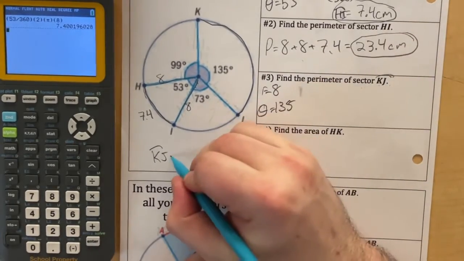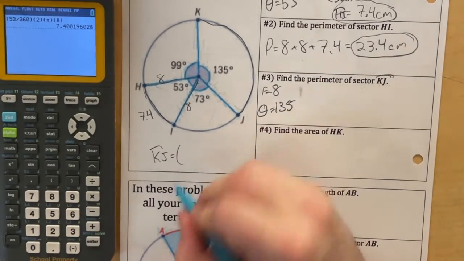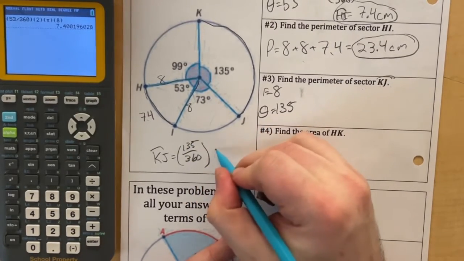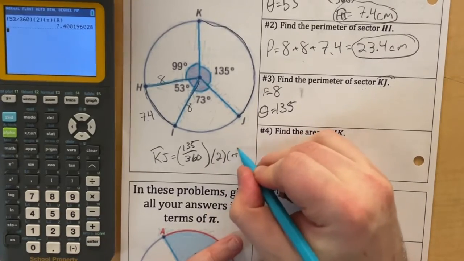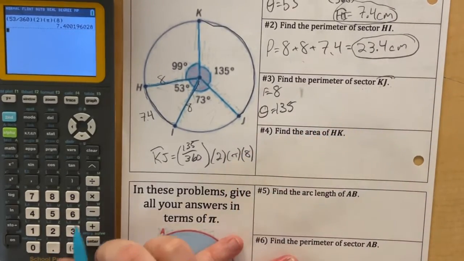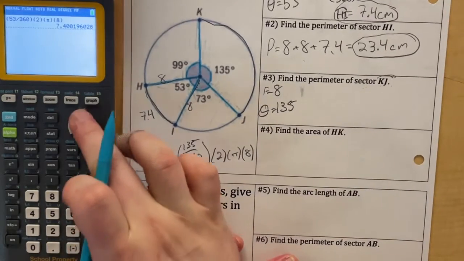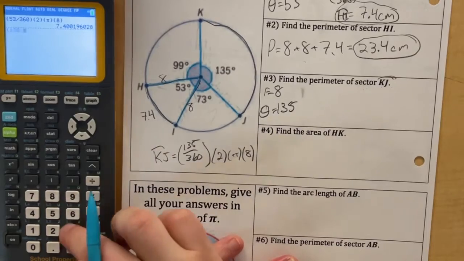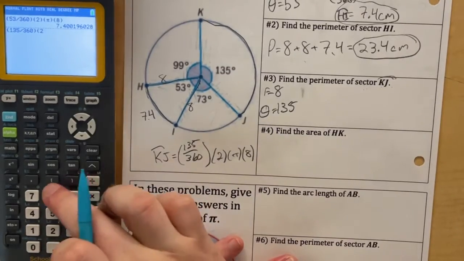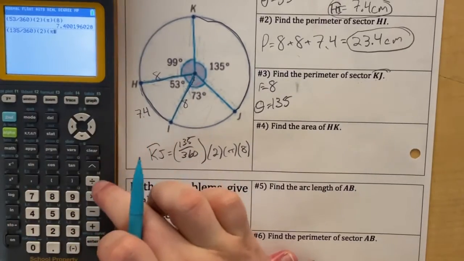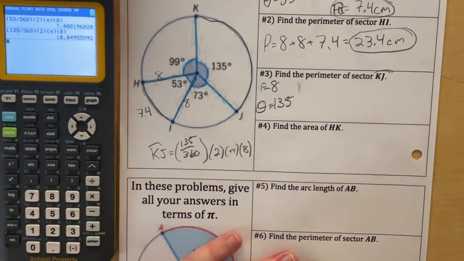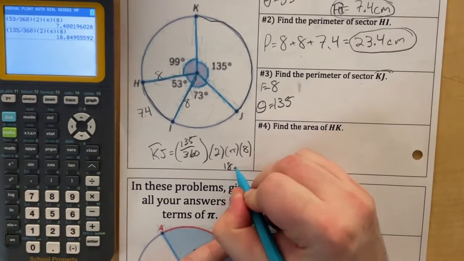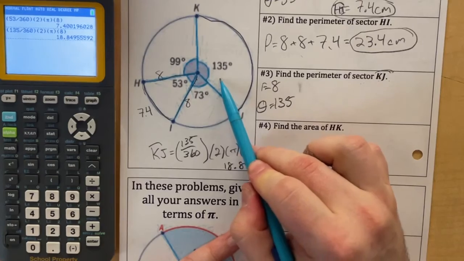Yep. All right. KJ is equal to, let's have the part, which is 135, over the whole, which is 360, times 2 times pi times the radius, which is 8. So we're going to say KJ is going to be, let me actually do it like this, 135 divided by 360, and then 2 times pi, and then times the radius, which is 8. So we're going to say about 18.85. So this is 18.85 for KJ.